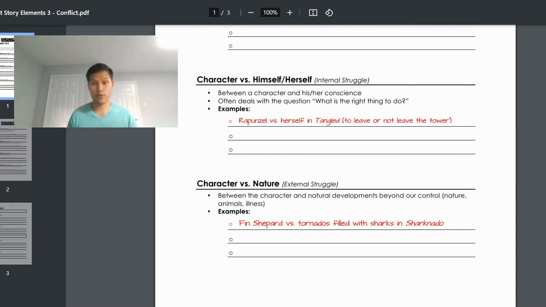The next one is character versus nature. It's an external struggle. Basically, it's between the character and natural developments. For example, the idea of nature, animals, illness. What's happening when you have all these characters facing off against Mother Nature, right? A hurricane, a natural disaster. What's going to happen, right?